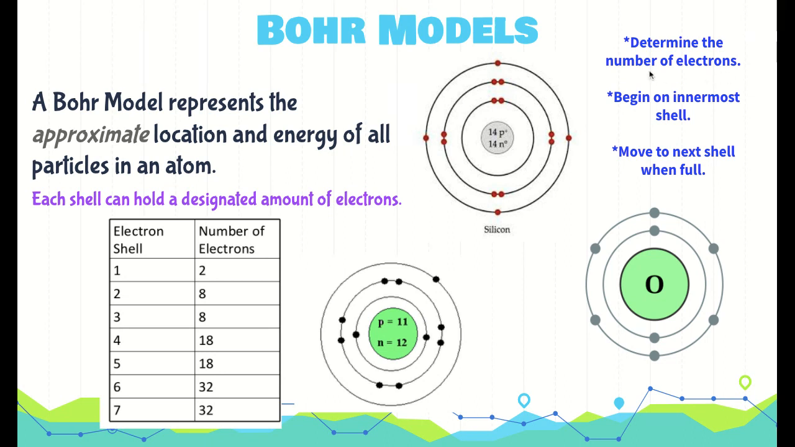So what you want to first figure out is how many electrons are in that atom, okay? So if you look at silicon on the periodic table, you'd see that it has 14 electrons.